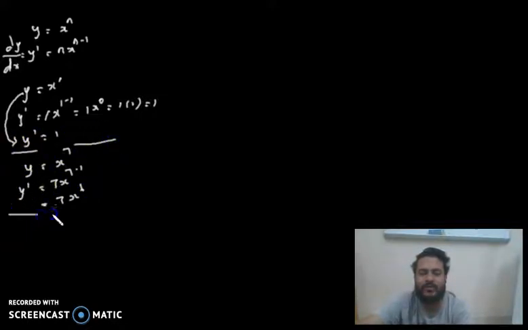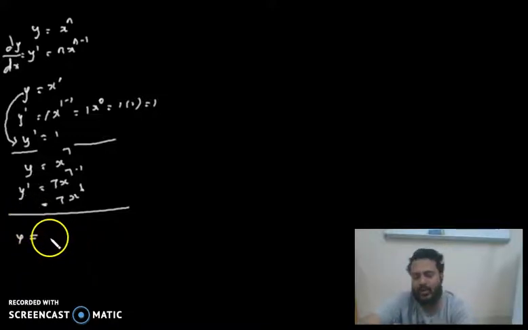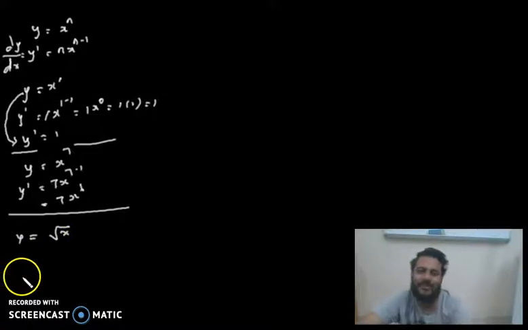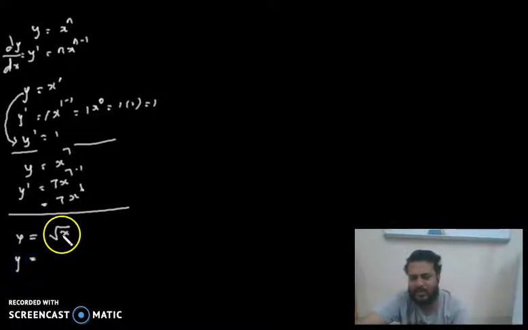Okay, go to some other example now. y is equal to the square root of x. See, all of the functions of x should be in the form of x^n. That's it. So y can be written as x^(1/2). Square root of x means it's x^(1/2).